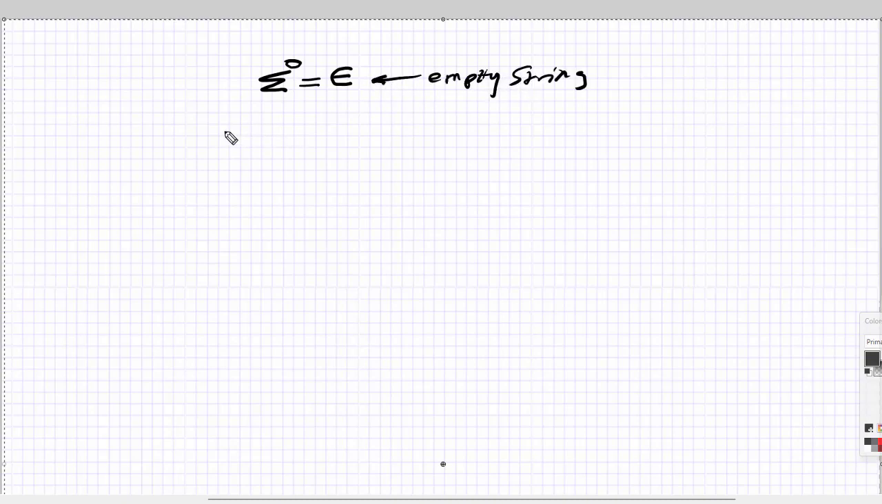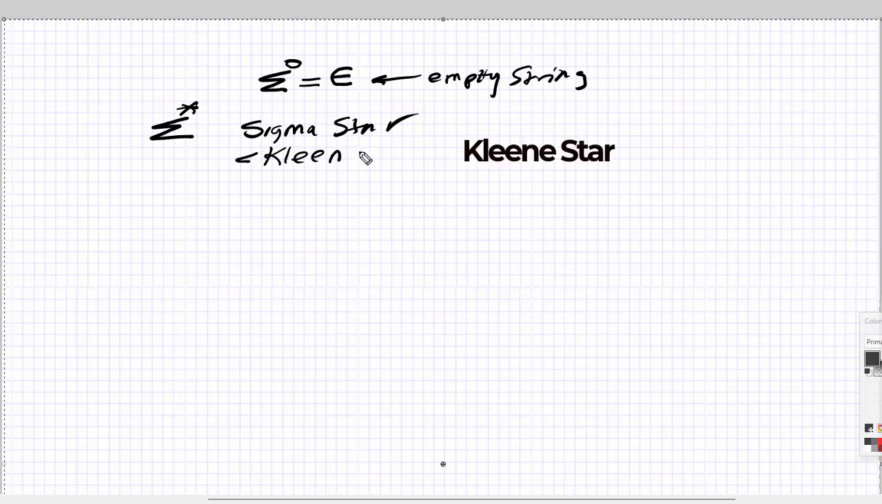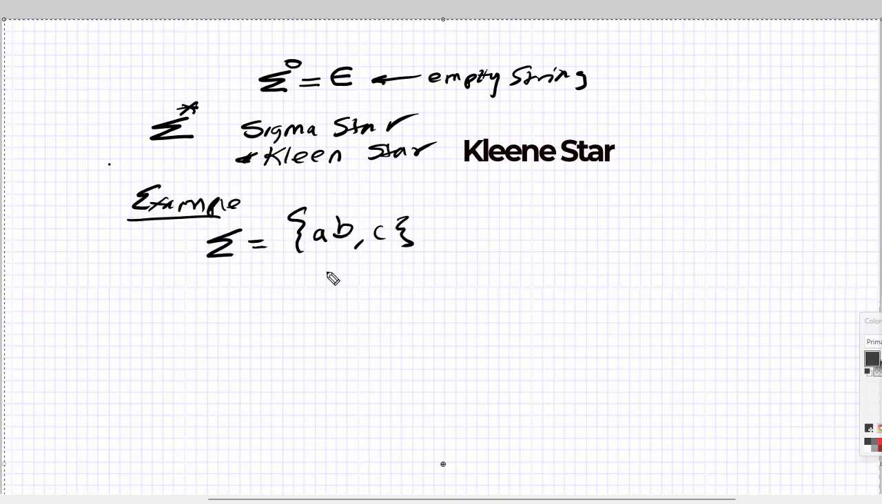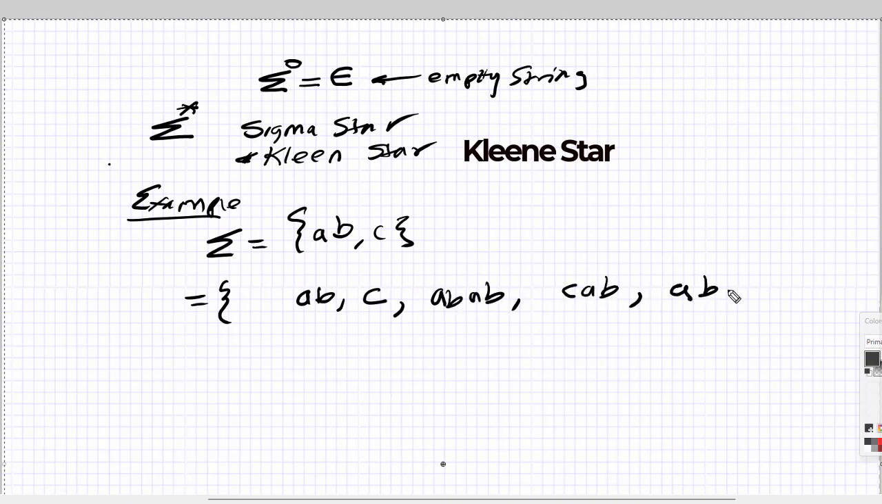string. Another thing that's pretty important is sigma star. Another way of calling it is Kleene star. I believe that's his name; it's spelled this way. Example: the alphabet, not the word, is A, B, C. Sigma star is A, B, C themselves, AB, ABC, and all these combinations. But what I left out is that the empty string is also part of this sigma star.